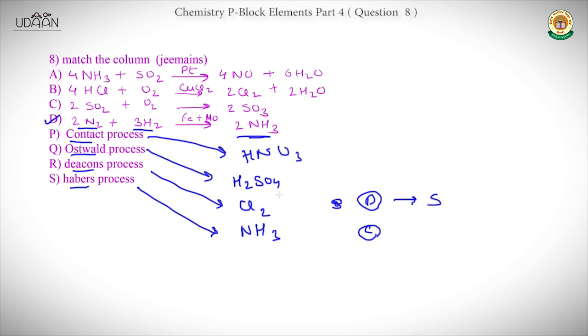As we see, when this Ostwald process is going on, this step came in the second last step of the production of H2SO4. When the product formed in this reaction, which is SO3, reacts with water, we get H2SO4. Yes. So C finally matches with Q. Now C part is completed.